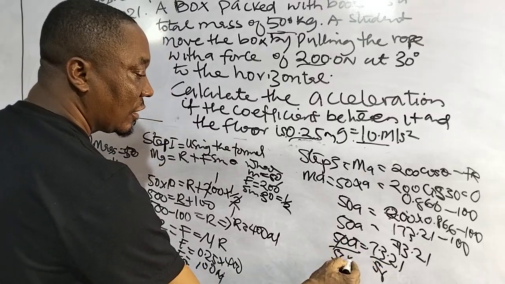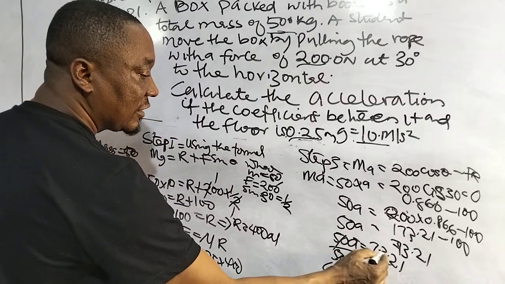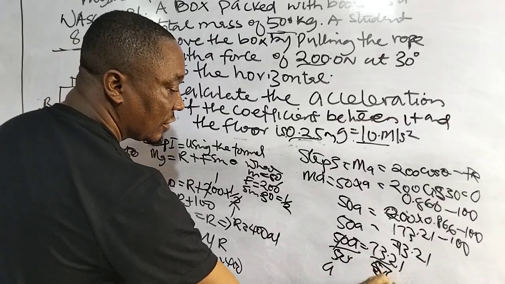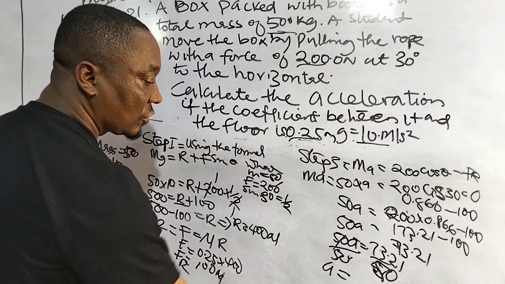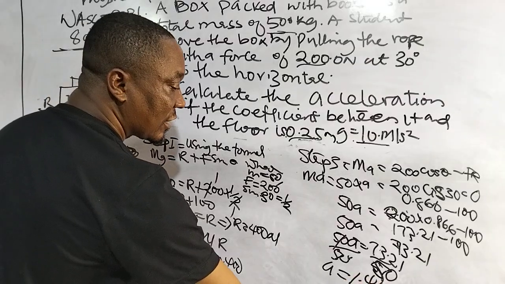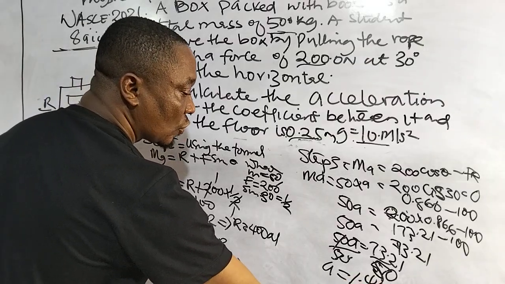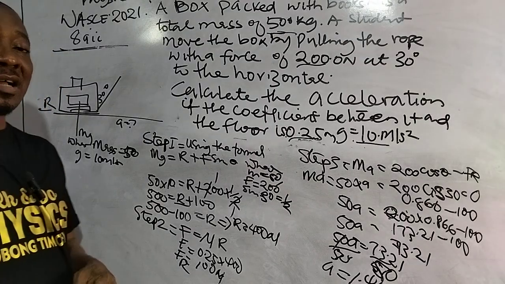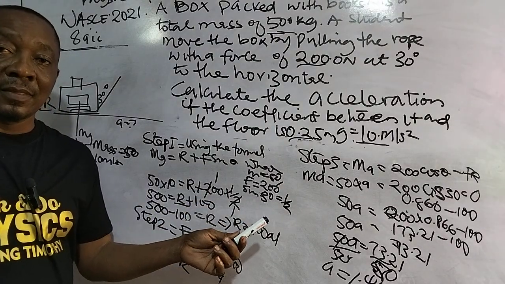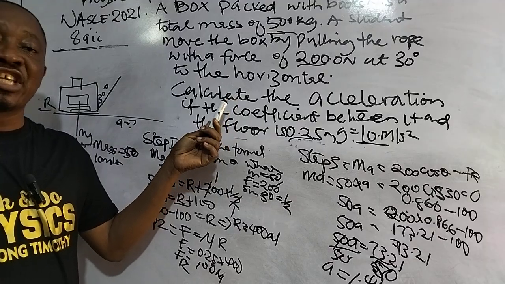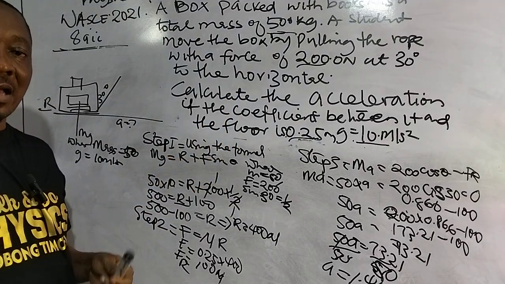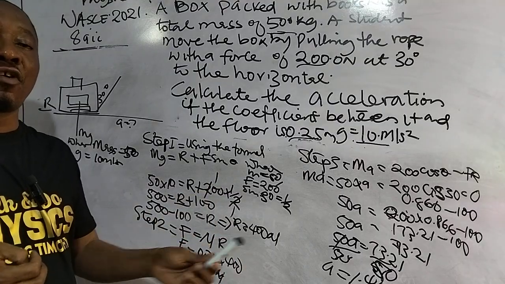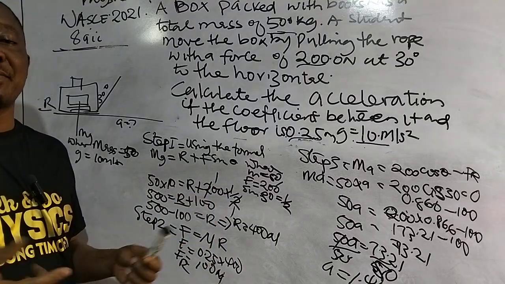So a equals 73.21 divided by 50, which is 1.46 meters per second squared. So we now understand that for a box of 50 kg mass pulled by a force through a rope of 200 newtons, the box accelerates at 1.46 meters per second squared.